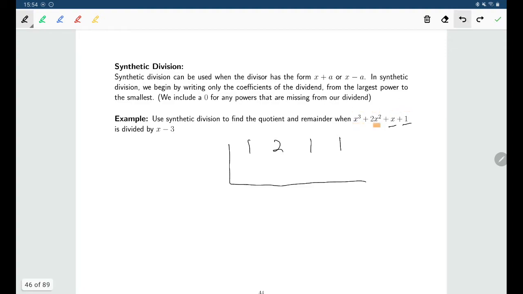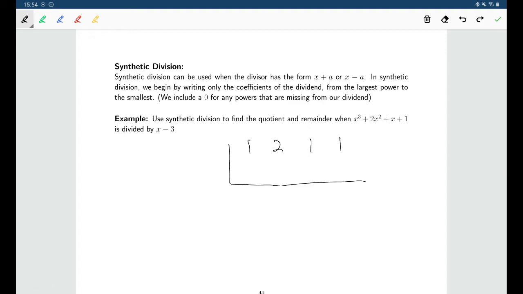If I was missing a power of x, then I would put in 0. So for example, if there was no x squared term, then I would have a 0 as the coefficient for the x squared term. But of course I do have an x squared term there, and its coefficient is 2.